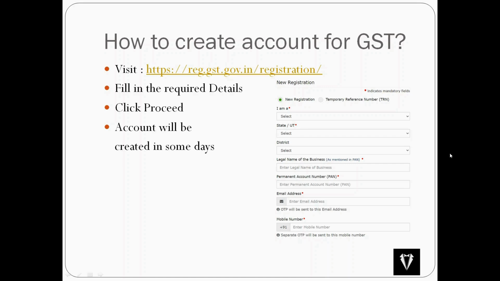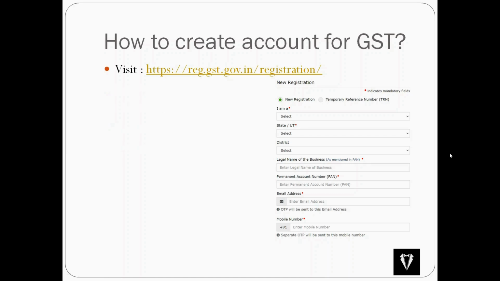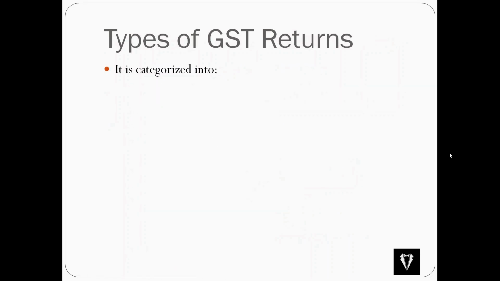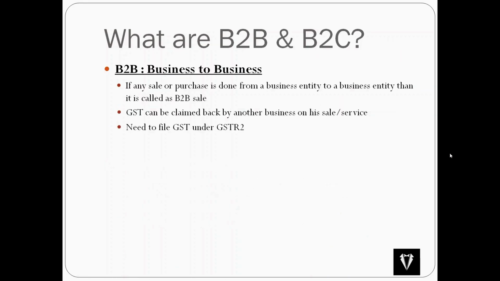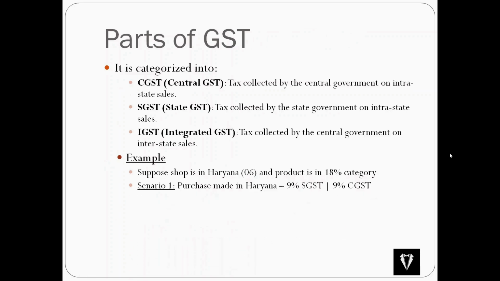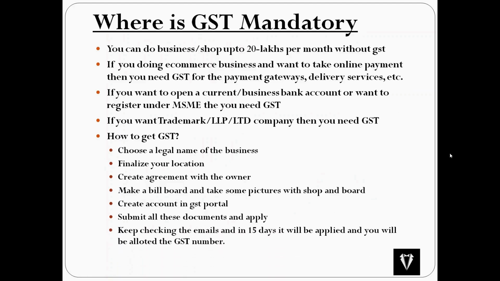What are the documents required to file GST? I already told those documents in how to get GST. Documents required are: choose the legal name of the business, finalize your location, and create an agreement with the owner, meaning how many years you are going to stay there. Then create a billboard and take some pictures. Upload all of these to the portal, and within 15 days it will be given to you.